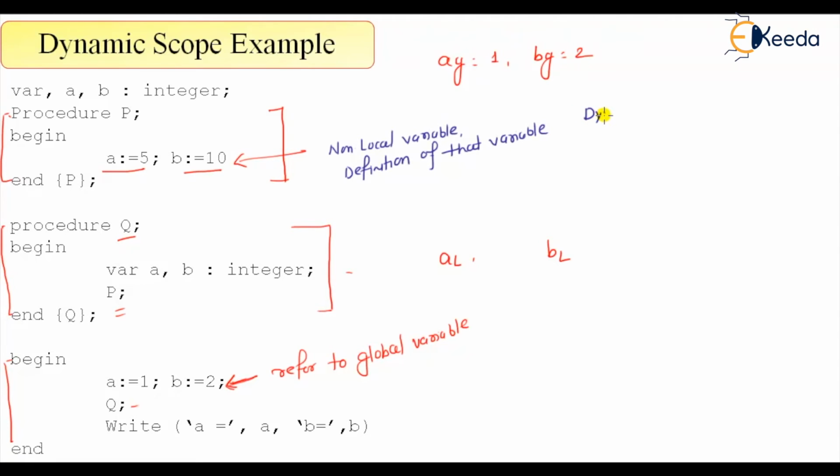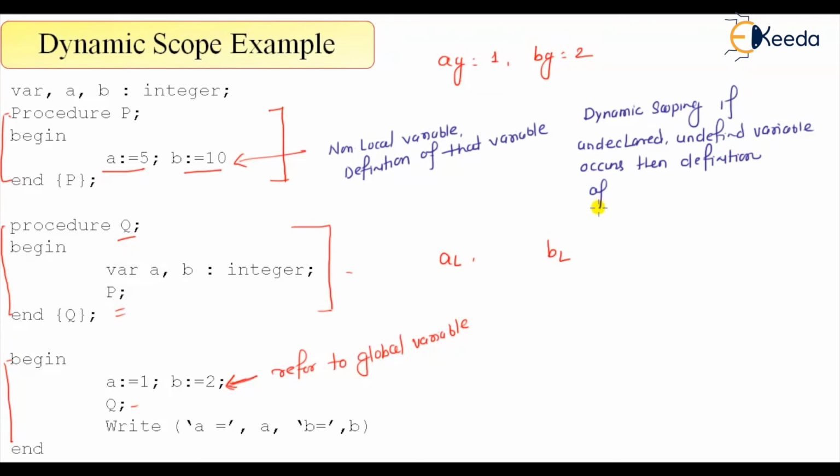So here, what does dynamic scoping say? The dynamic scoping rule is very simple: if an undeclared, undefined, non-local variable occurs, then the definition of that variable is searched in the place from where the function has been called.